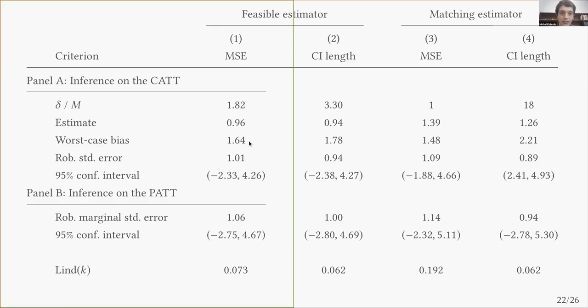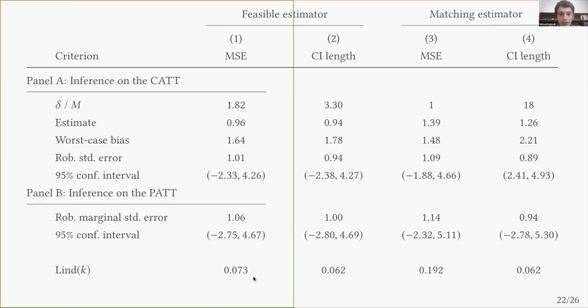The worst case bias for all the specifications, however, is quite large relative to the standard error here. So in all cases, it's bigger than one, as you can see here. And so this means that the bias is actually non-negligible, and our confidence intervals reported here reflect this through the usage of this larger critical value. The confidence intervals for the population average treatment effect are only slightly larger. That's just coming from the fact that we're using this slightly more conservative construction. The difference between the conditional variance and the marginal variance is essentially negligible in this application.